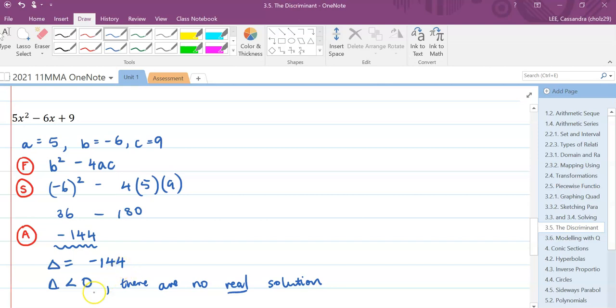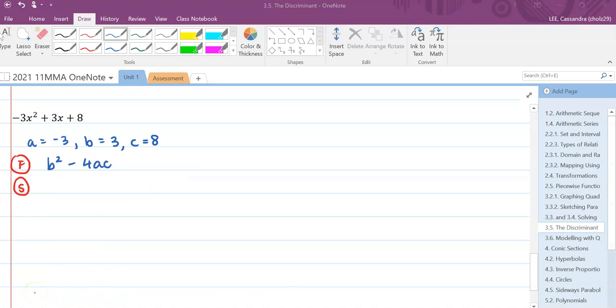All right, let's go through another couple of examples now. Here we have our third example, negative 3x squared plus 3x plus 8. And my values of a, b, and c are going to be negative 3, 3, and 8, respectively. So substituting those values in, we're going to have 3 squared minus 4 times negative 3 times positive 8.